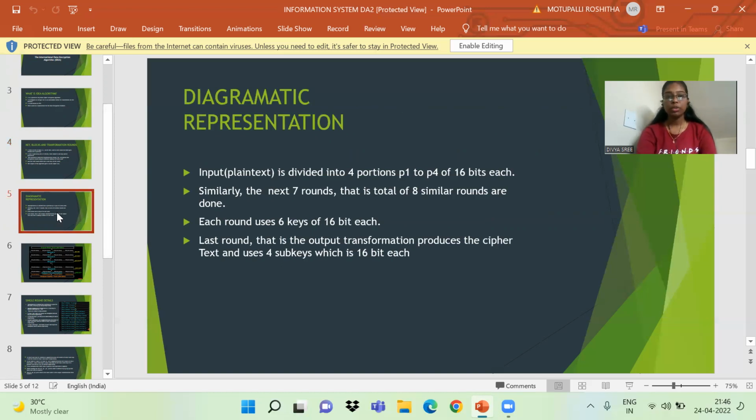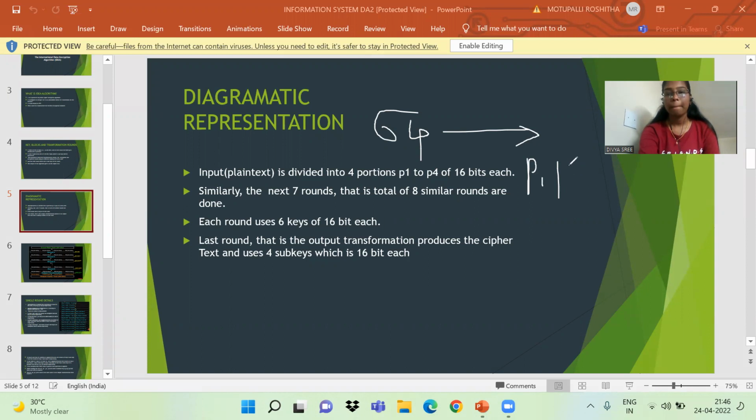Let us come to the diagrammatic representation of this topic. So basically, we take 64 bits as input. This is divided into 4 portions of P1, P2, P3, and P4.